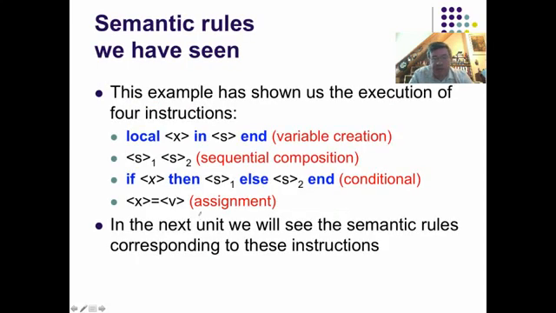What we have seen in this example is four instructions: the local instruction, which is called variable creation, the sequential composition instruction, the conditional instruction, and the assignment instruction. So we've seen examples of these. In the next unit, we will see the actual semantic rules that correspond to this execution.